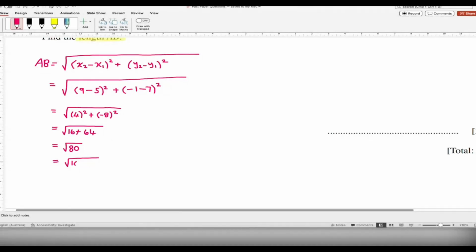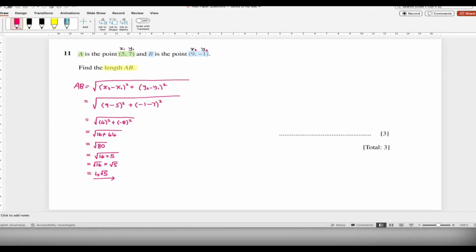16 times 5, right? Okay, and then this can be rewritten as the square root of 16 times the square root of 5. Now, the square root of 16 is equal to 4, and the square root of 5, that's a surd, so we just leave it as is. So it can be simplified to 4 square root 5. So that will be your final answer.